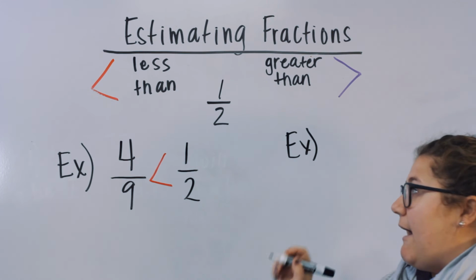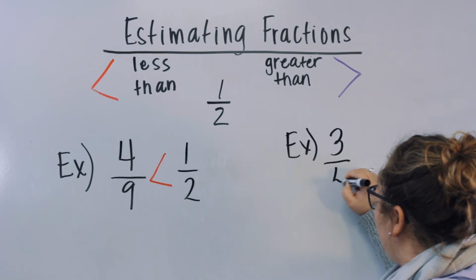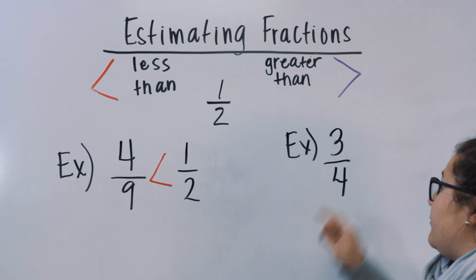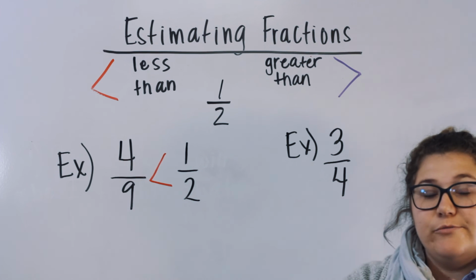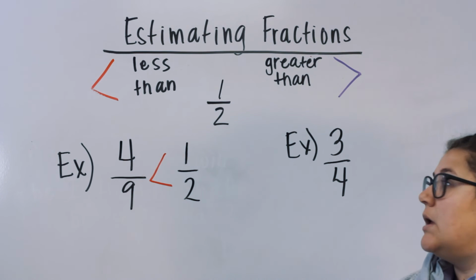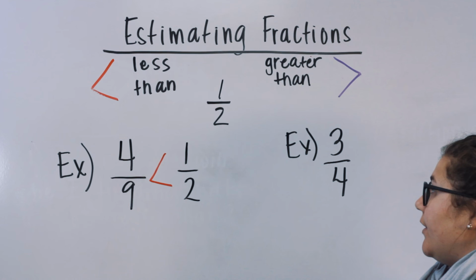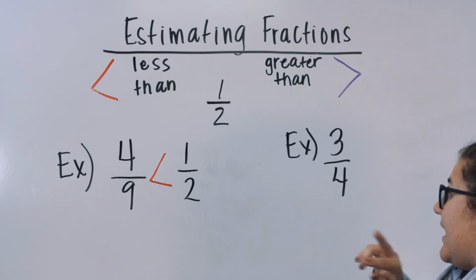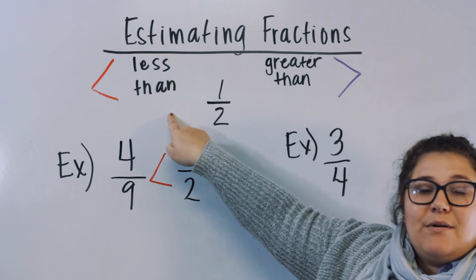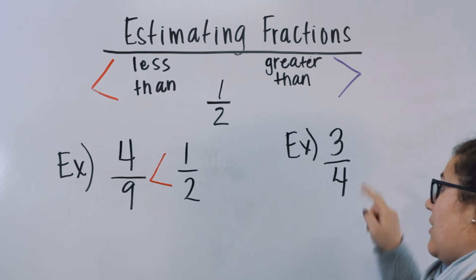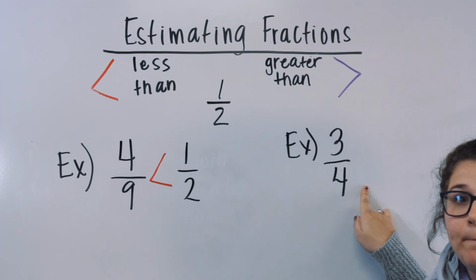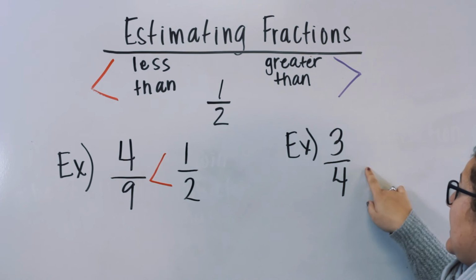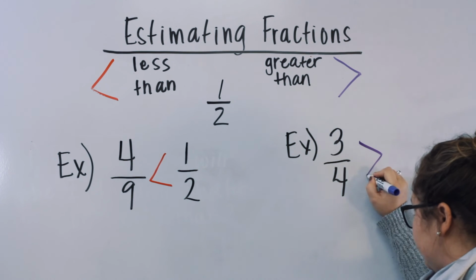Let's say we have 3/4. Now, is the numerator 1? No. Is it half of 4? No. So we can determine that those two things that we observed, it's not going to be less than. But I do know that 3 is very close to 4, which means if we look back at our notes and back at our rules, that it is going to be greater than half.